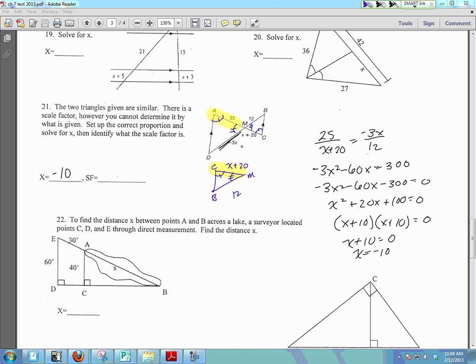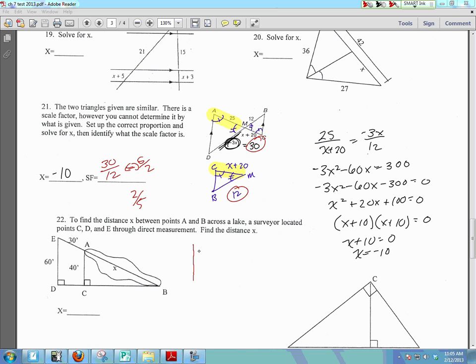Well, if x is negative 10, that distance right there is going to be 30. So now I can compare that 30 to that 12. So 30 over 12, but we want to reduce that to 5 over 2. Okay, and that's going from the big triangle to the small triangle. If you wrote 2 over 5, that's going from the small triangle to the big triangle. Both those answers are acceptable.